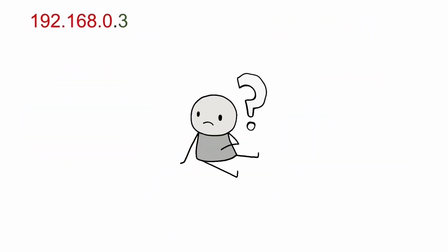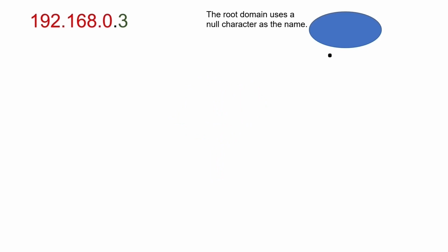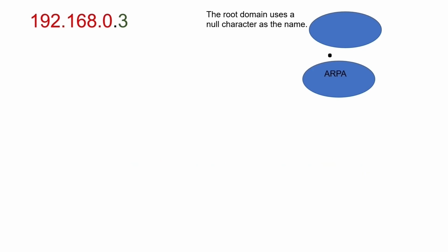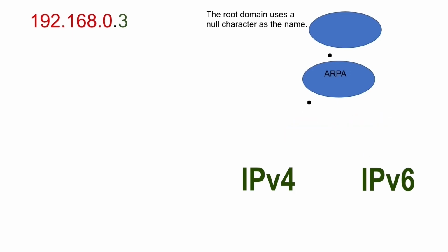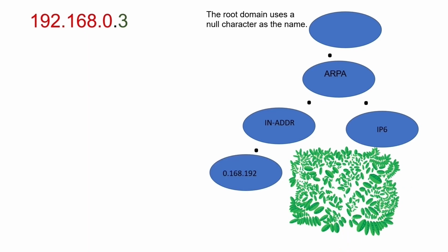Since IP addresses do not include domain names, developers used a different approach to build a domain tree for IP addresses in the DNS namespace. They created a domain called ARPA as a child domain of the root domain and used it to build a domain tree for IP addresses. There are two versions of IP addresses, IP4 and IP6. To keep the IP addresses of both versions separate, they created two additional domains as the child domains of the ARPA domain. For IP4 addresses, they created the in-address domain. For IP6 addresses, they created the IP6 domain. They constructed the domain tree for both versions inside their respective domains.